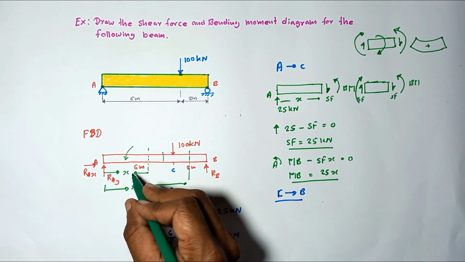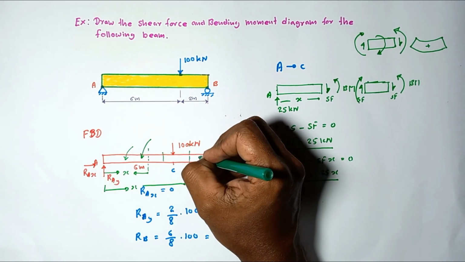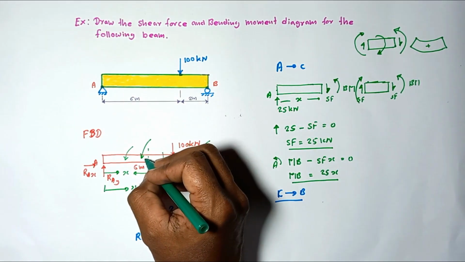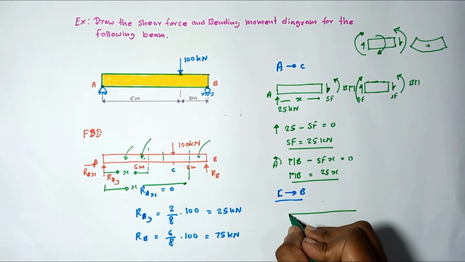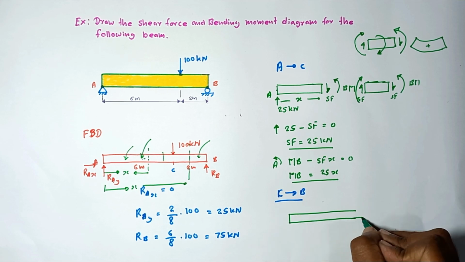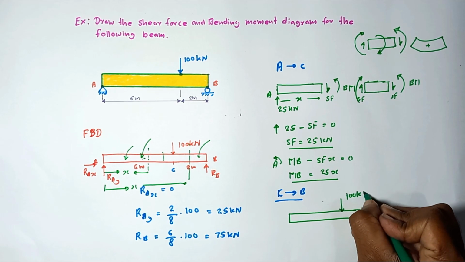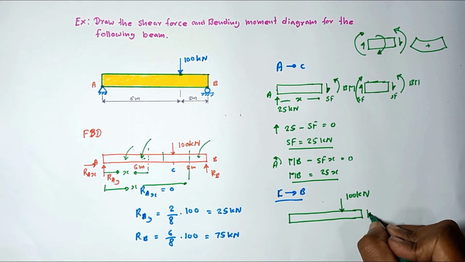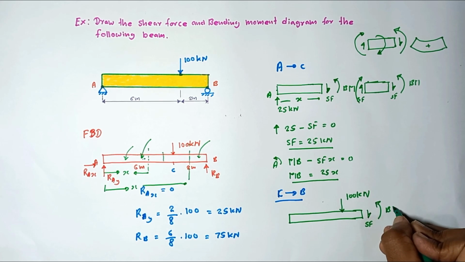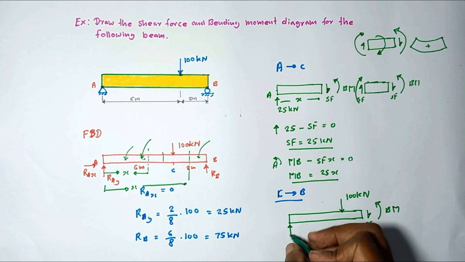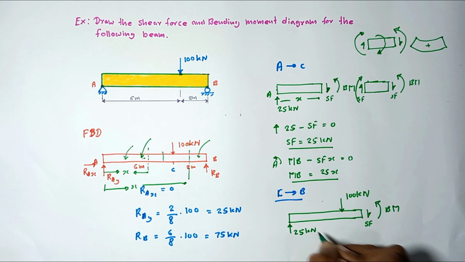Let me draw the free body diagram for this separated beam part. I am going to take the left hand side part, or you can take this side also, so that you can understand easily. Here the 100 kilonewton point load is acting downward, the shear force is acting, the bending moment is acting, and in the upward direction the 25 kilonewton force is acting.